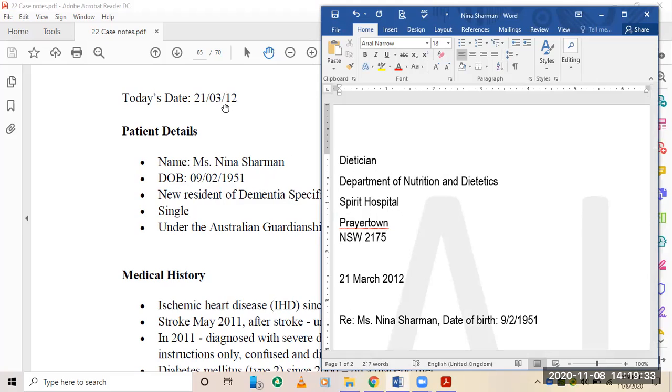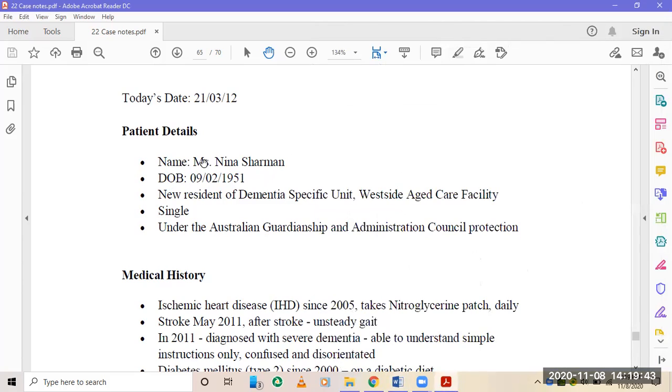Now today's date is 21 March 2012, and that's the reason why I put the date here. So you can put the date here or in the start, it's not an issue. Now we know the patient. The patient's name is Miss Nina Sharman, 9/12/1951 as a date of birth. She's a new resident of Dementia Specific Unit, West Side Aged Care Facility. She's single and she's under the Australian Guardianship and Administration Council protection.